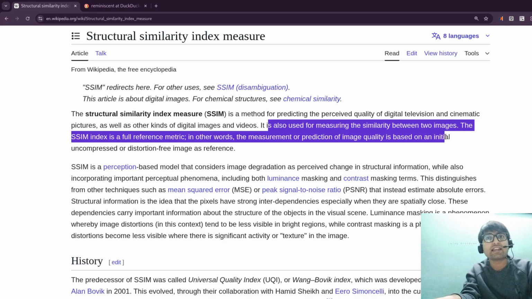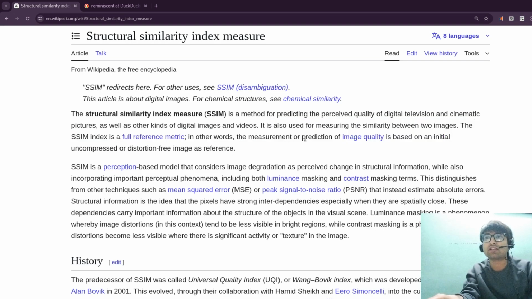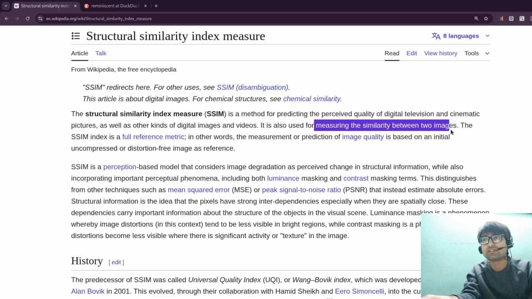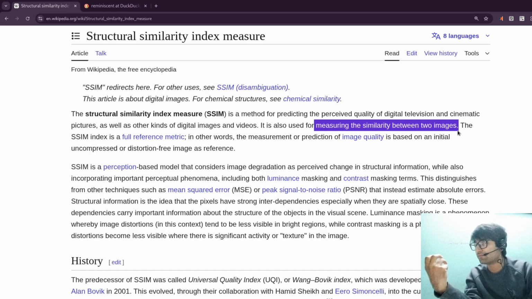The SSIM is a full reference metric. In other words, measurement or prediction of the image quality is based on the initial uncompressed or distortion-free image as a reference. It measures the similarity between the two images, and it has a full formula, a full algorithm on how it measures the similarity between the two images.